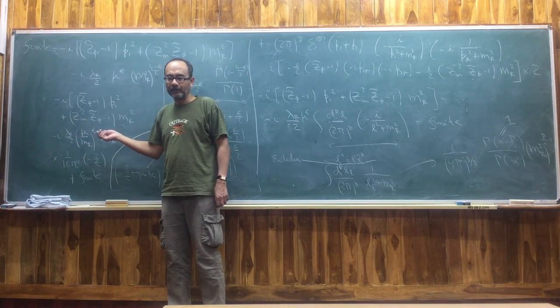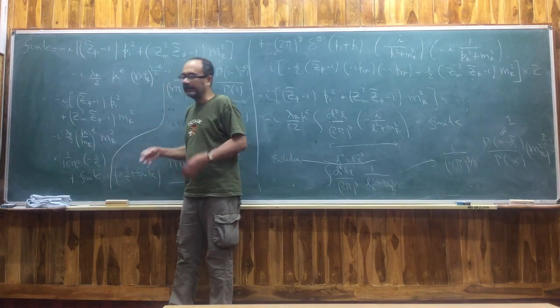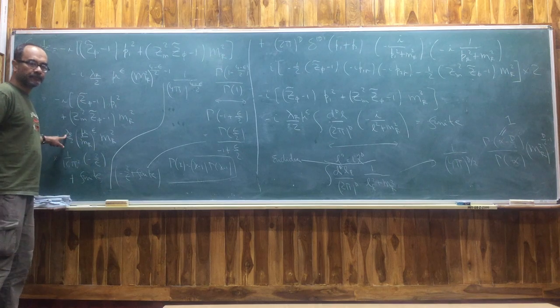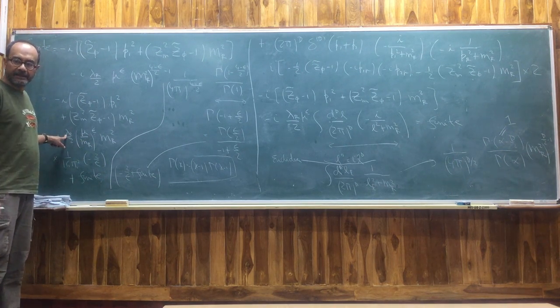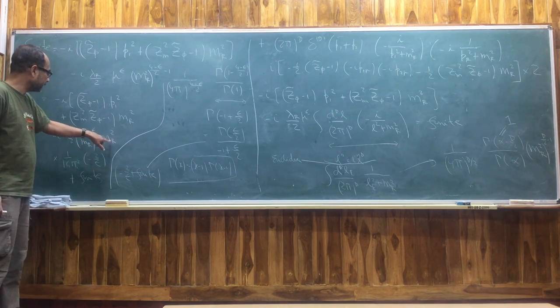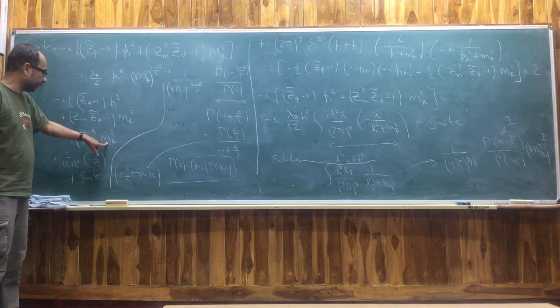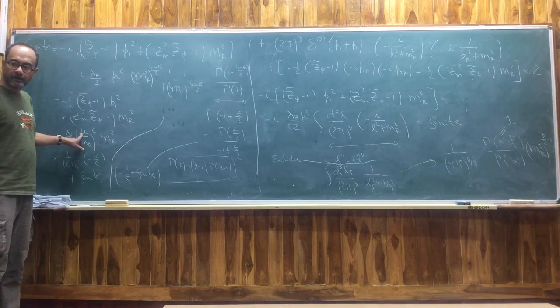Without the mu, there will be apparent loss of dimension matching because lambda will be dimensionful. Here, it's clear the lambda is dimensionless and the dimensions match because this is dimension of mass square, this is dimension of mass square, this is dimension of mass square, and this is the ratio of mass, so dimensionless. Whatever be the value of epsilon, this is dimensionless.